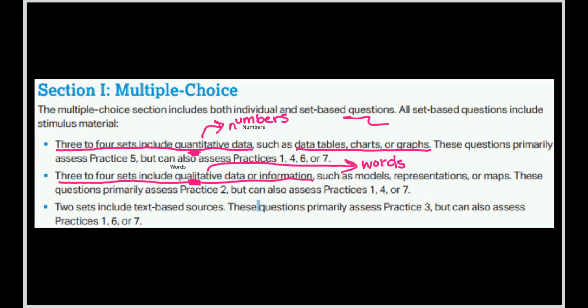So that'll be like models, representations, maps, things like that. And then 2 of them will involve text-based sources, and those questions will assess practice 3, but they can also assess practice 1, 6, or 7. And again, those are like standards.